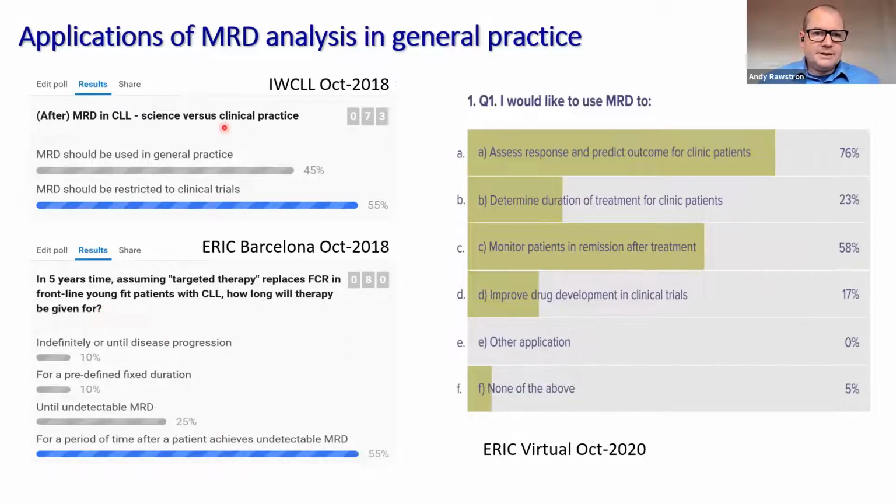Two years ago, the situation was that generally the community felt that MRD wasn't quite ready for general practice, really balanced 50-50, should be restricted to clinical trials, but felt that in the future, if FCR, if chemoimmunotherapy was replaced by targeted therapy, which in the UK it nearly has been, we've got a fairly cautious regulatory agency for treatments. They won't pay for anything that costs too much, and they've now approved venetoclax for frontline patients in certain settings.